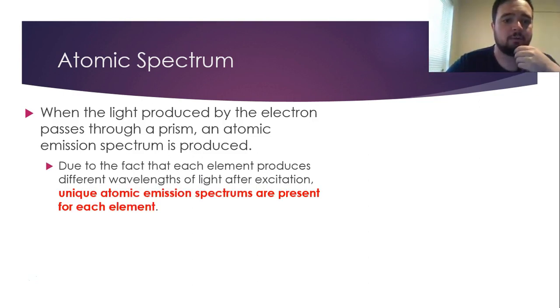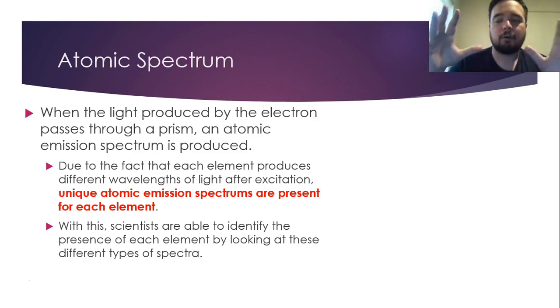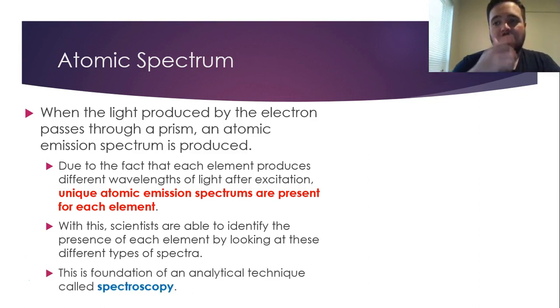So the fact that each element produces different wavelengths of light after excitation of its electrons means unique atomic spectrums are present for each element. Each element has a unique atomic spectrum that is produced when the light of that element passes through a prism. The nice thing is that since all the elements have their unique spectrum, we can use these spectrums to identify elements just based off the light that they emit after excitation. This is the foundation of an analytical technique called spectroscopy. Spectro meaning light, scopy meaning the study using light, something like that.